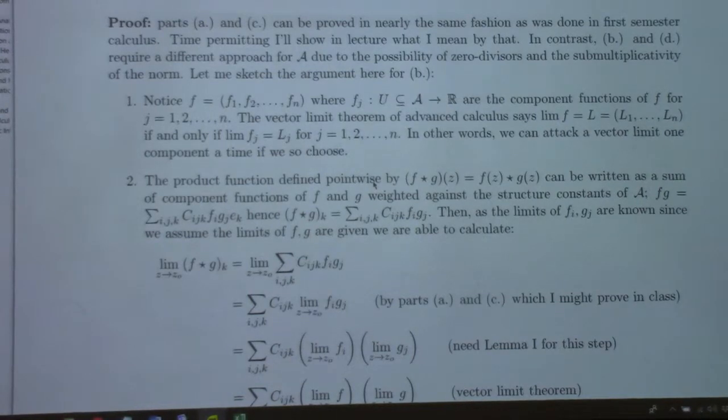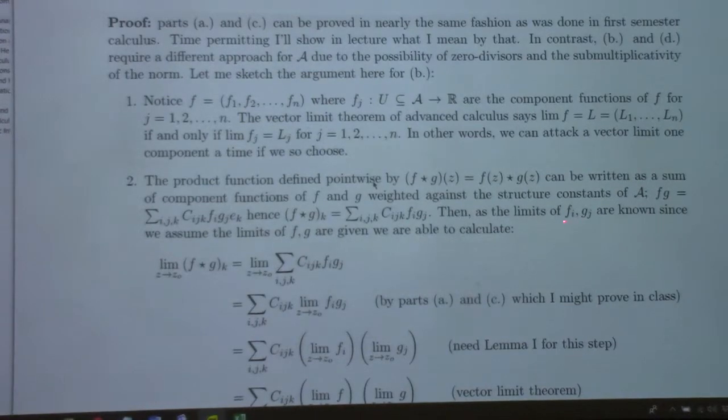That's one point. Now, if you look at this product function f times g, which is f of z times g of z, we can write it as a sum of the component functions weighted against the structure constants. In particular, fg is equal to the sum over i, j, and k ranging from 1 to n of the structure constants C_ijk times F_i, G_j, and E_k being the standard basis for us, all right? So the kth component function of the product is just the structure constants weighted against the product function, the components of f and g, respectively, like this.